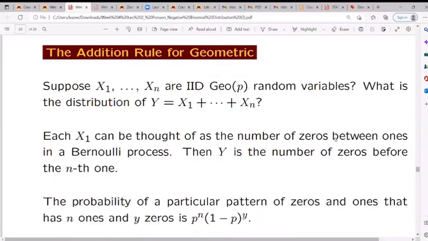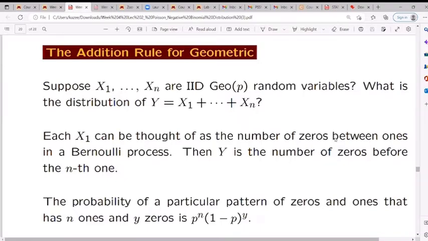And you know what? If X1 up to Xn are IID geometric random variables, and we decide to add them together and we have Y, what is the distribution of Y? We know the distribution of each component, X1 up to Xn, each follows a geometric distribution, and we basically want to determine Y. Where we are going now is that we want a way to generalize the geometric distribution.